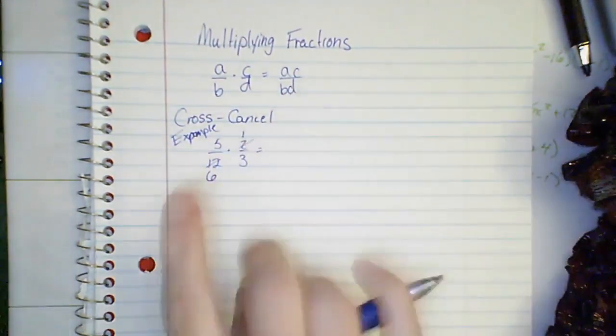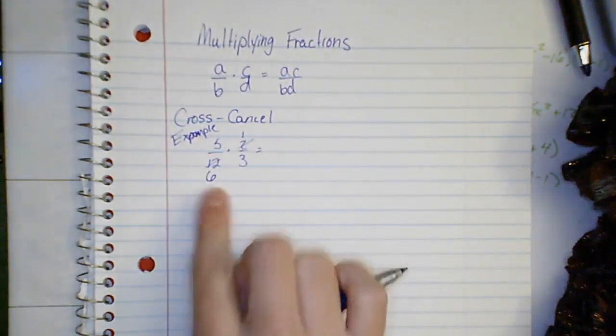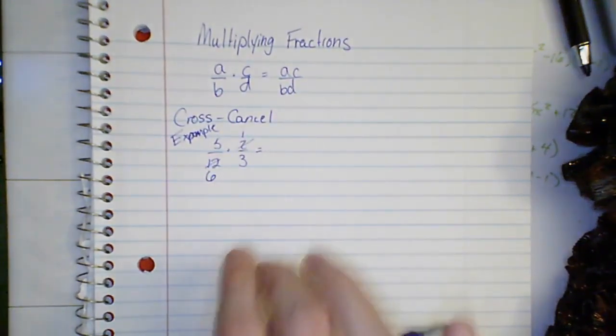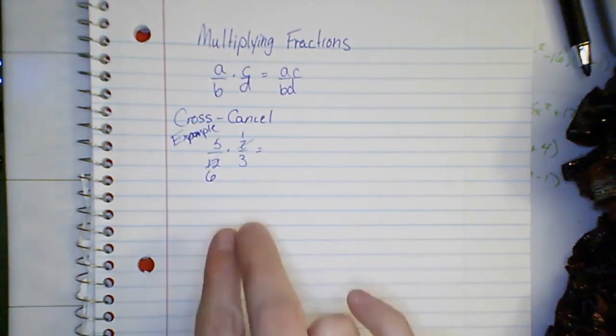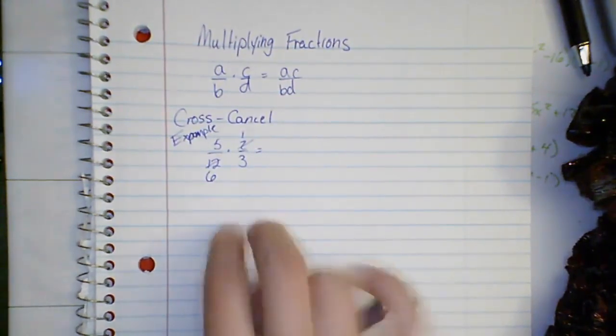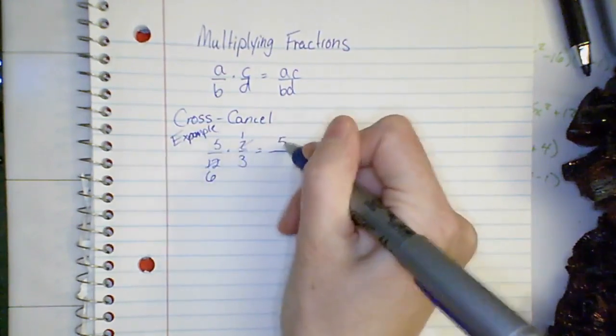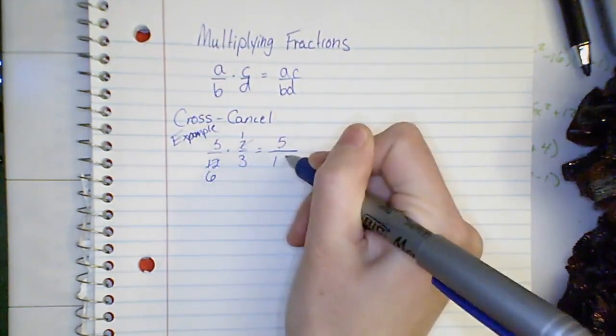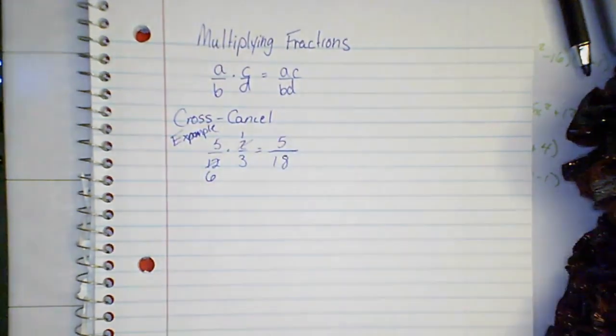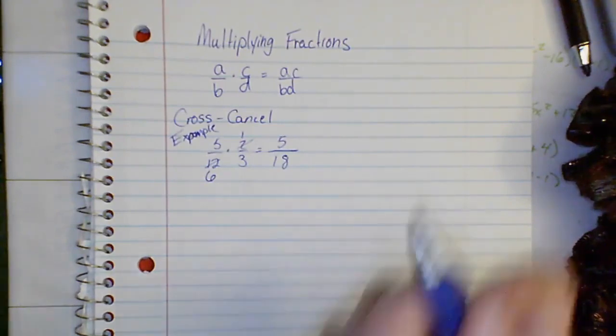There's nothing else we can cancel. We cannot cancel the 3 and the 6 because they are both in the denominator. And when you have numbers in the denominator, you multiply. Same with the numerator. So 5 times 1 is 5. 6 times 3 is 18. Otherwise, we would have 10 over 36, and we would still have to divide by 2.